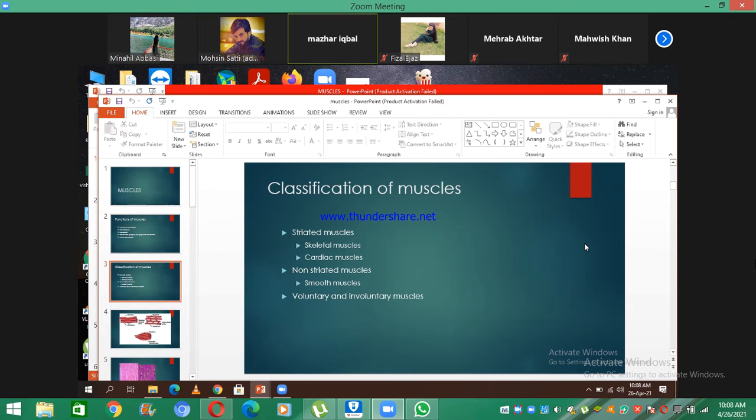Similarly, the smooth muscles of the abdomen and the intestines have the peristaltic movement, which is not under the control of the human being, and they perform their function without the will of the individual. So the basic classification is striated and non-striated, voluntary and involuntary. The striated are the skeletal muscle and the cardiac muscle, and non-striated is the smooth muscle, while the voluntary is only skeletal muscle and the rest two are involuntary.